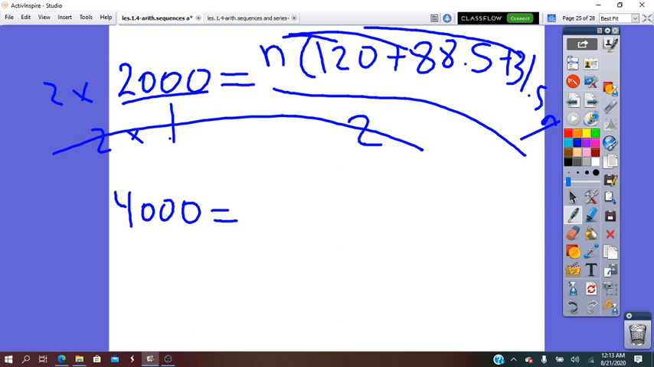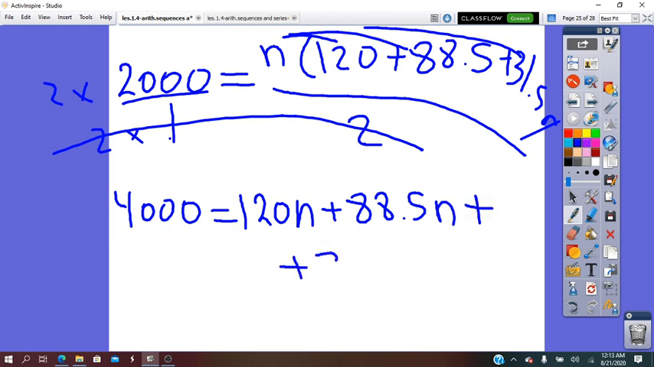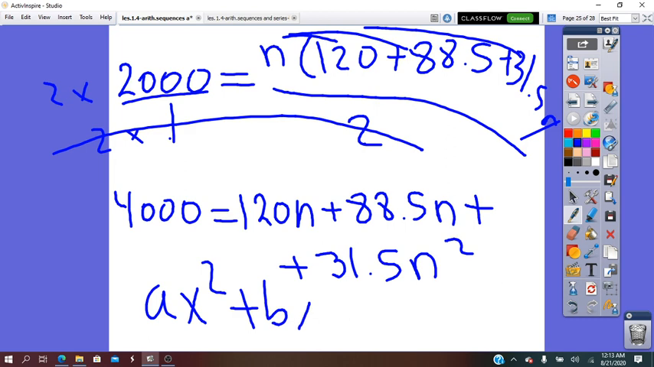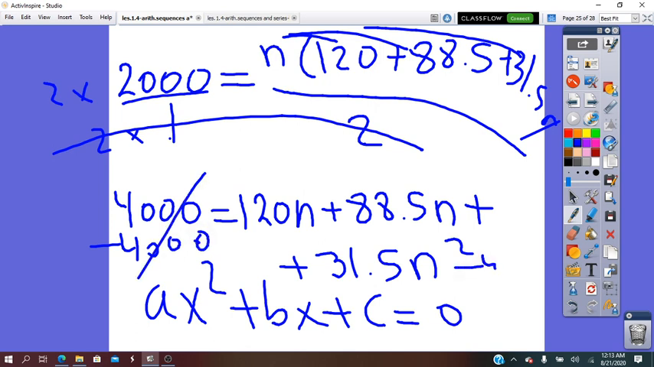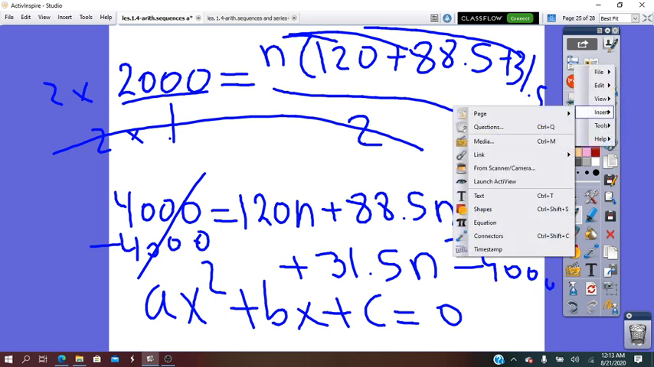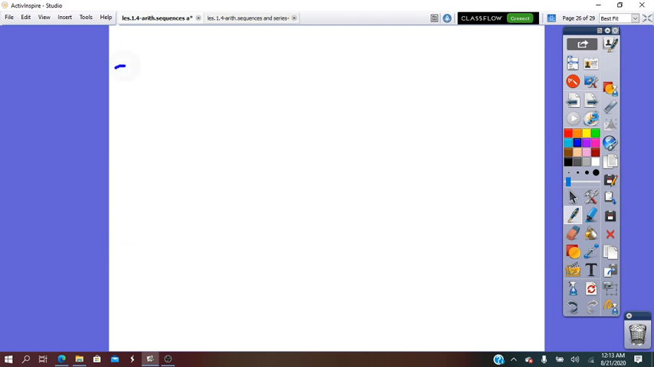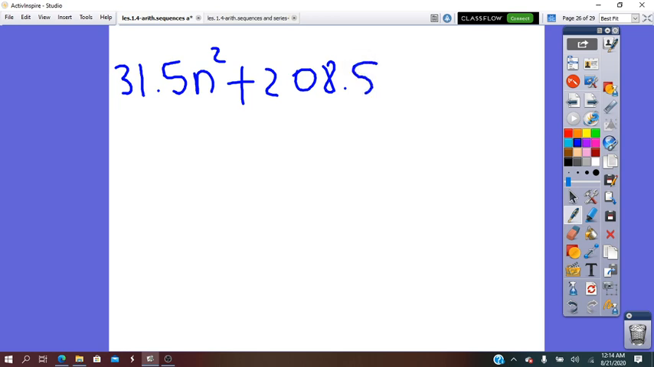Distribute the n to remove the bracket. It will be equals 120n plus 88.5n plus 31.5n squared. So in this way, we obtained a quadratic equation. To solve the quadratic equation, we have to put it in standard form, ax squared plus bx plus c equals 0. So we will do minus 4,000 on both sides, and we will find 31.5n squared plus 208.5n minus 4,000 equals 0.